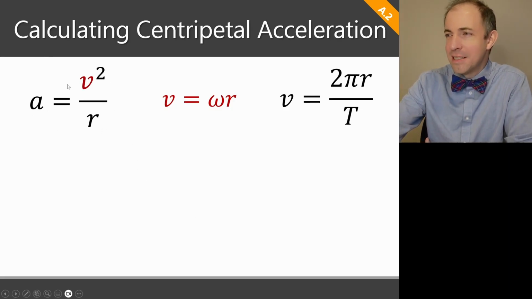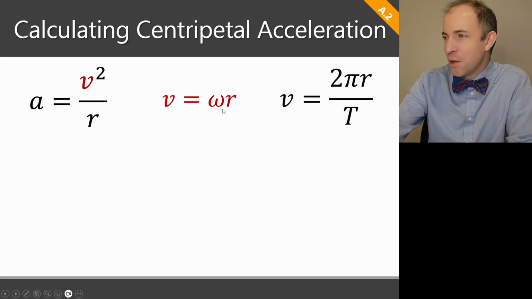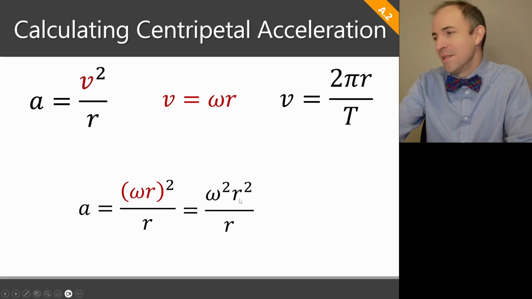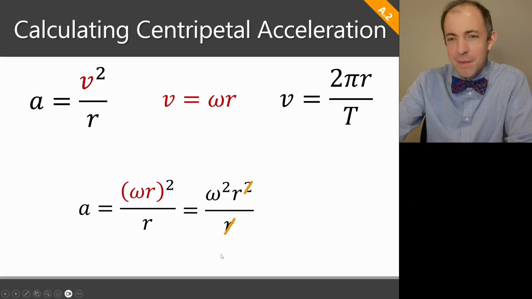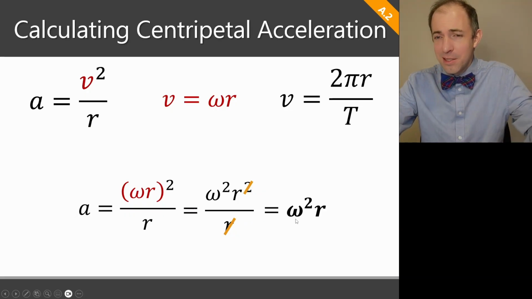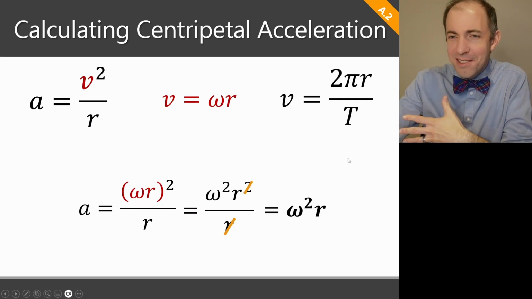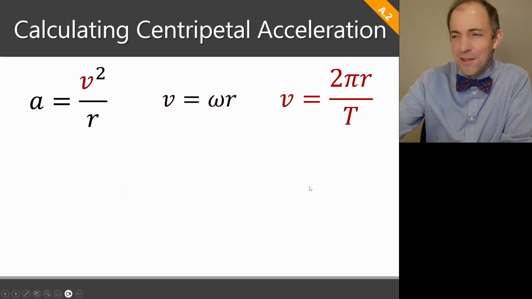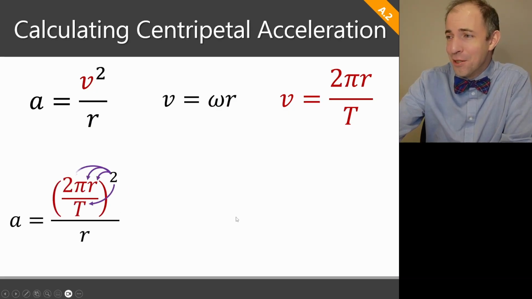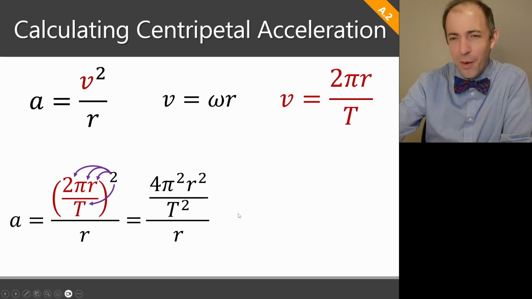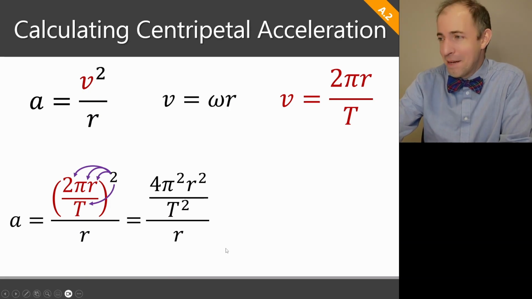If we're given a is equal to v squared over r, well, I have a couple equations for v. If I plug in this omega r instead of v, I can expand that to be omega squared times r squared over r. One of my radius crosses off, and then I get a is equal to the angular velocity squared times r. I could do this using my other definition for linear velocity here, 2 pi r over t. I plug that in. The squared distributes to everything, and it turns into 4 pi squared r squared over t squared, divided by r.